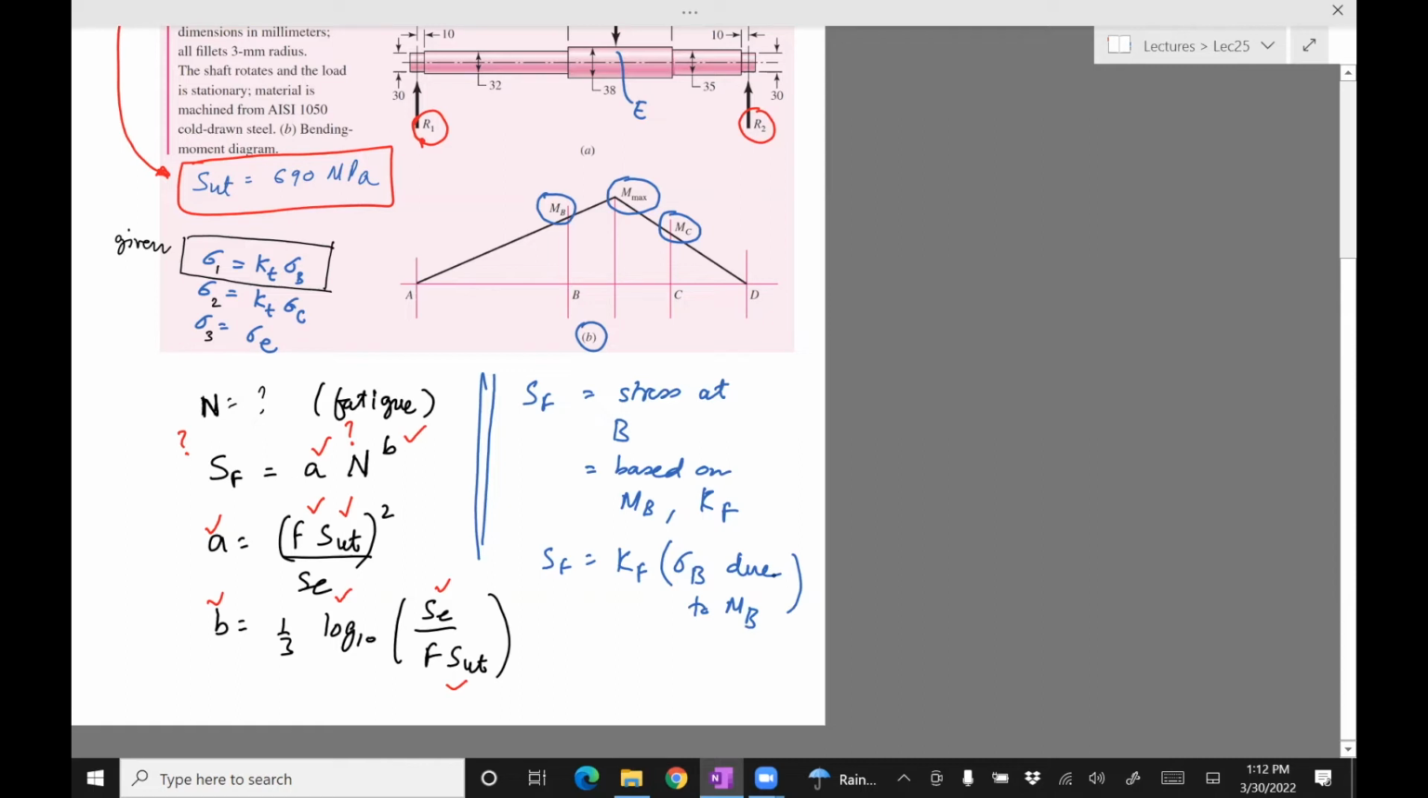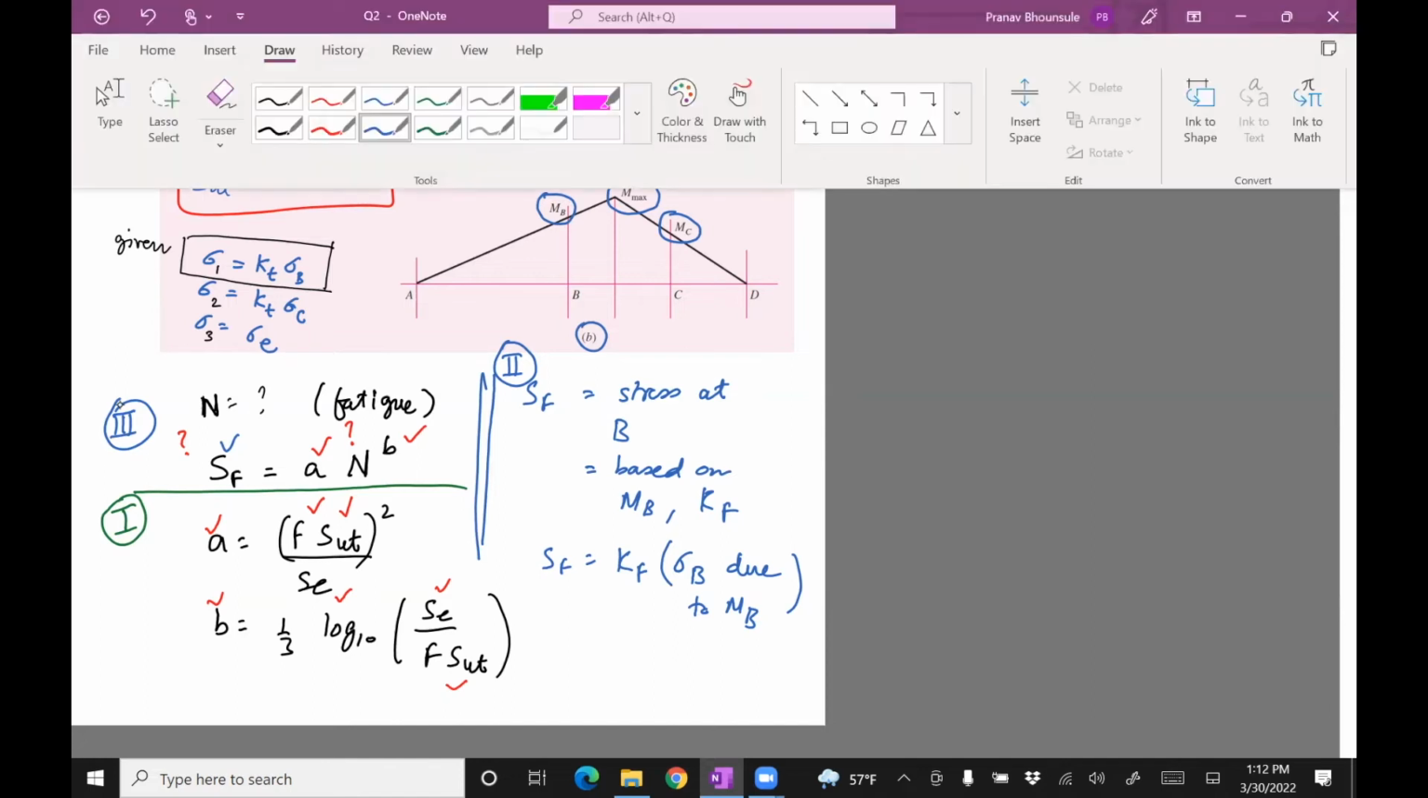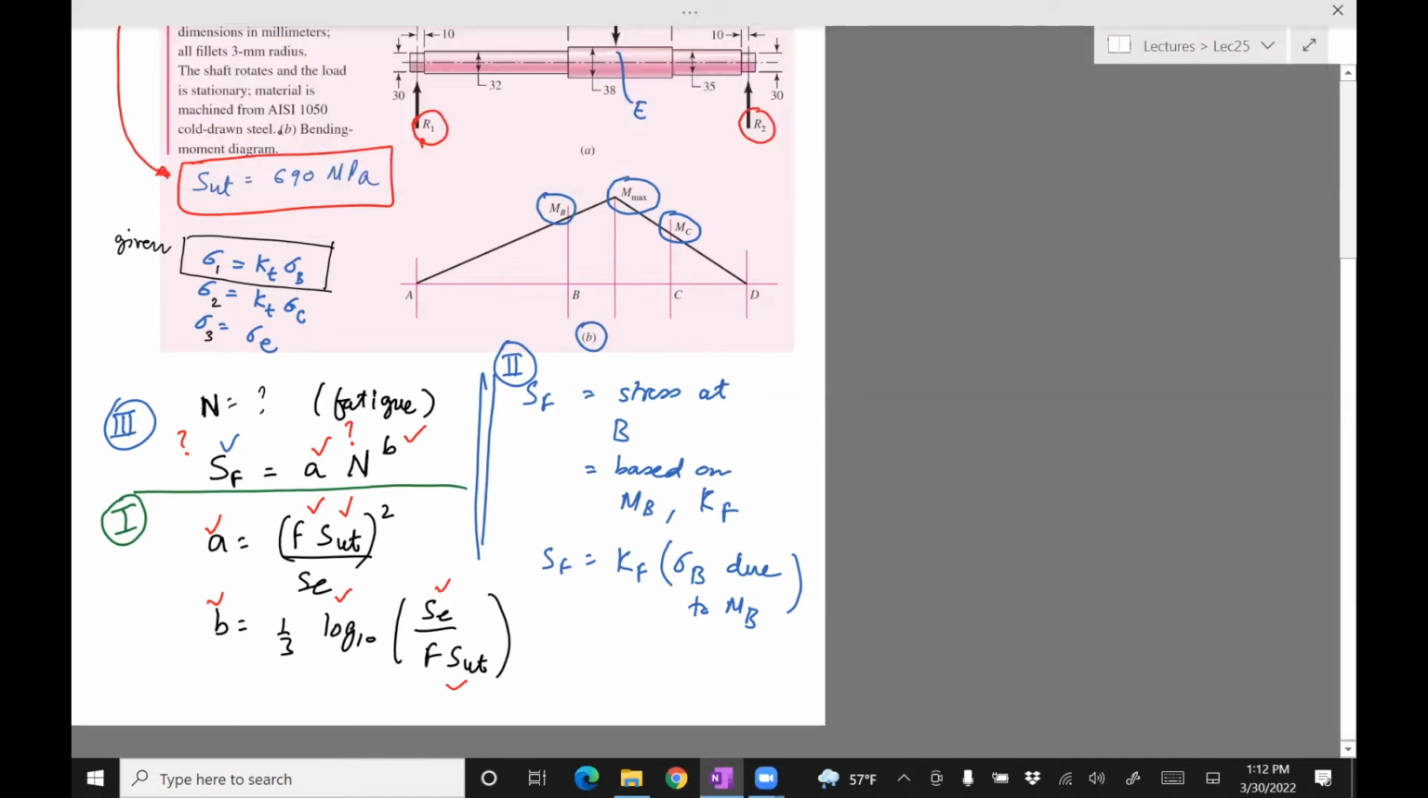So that's the entire solution of this problem, and we just need to work out the details now. Just to make it easy, we'll do this part first, and then we'll follow up with this part. Once we compute S_f, we can compute N. That will be part 3. Okay, so let's just work through this. Most of it is just tables. So let's get started, part 1.